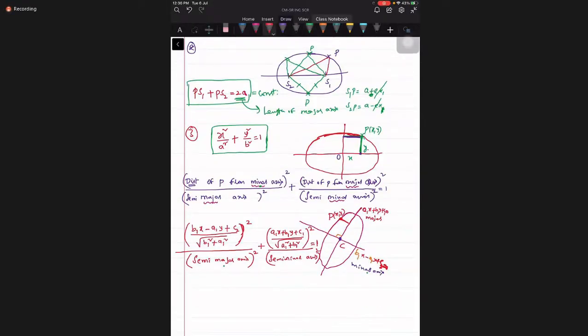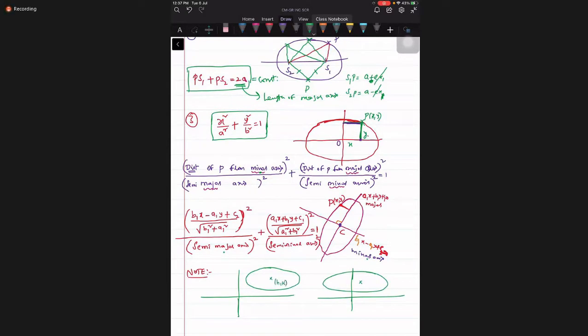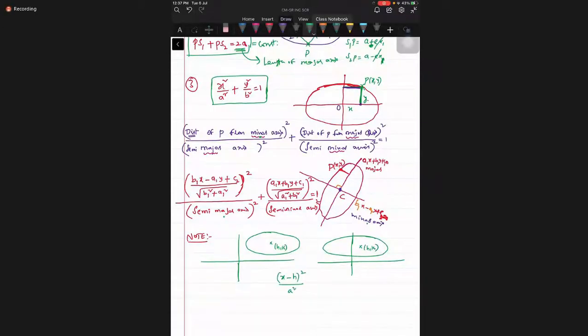And here we need to take a small. You are still copying, so please tell me. I'll wait, no problem. See, the next one is, student, the center may be somewhere else. Then the center is H comma K. So what is this equation? Students, is my voice clear?